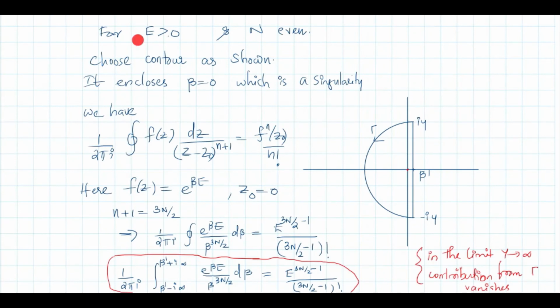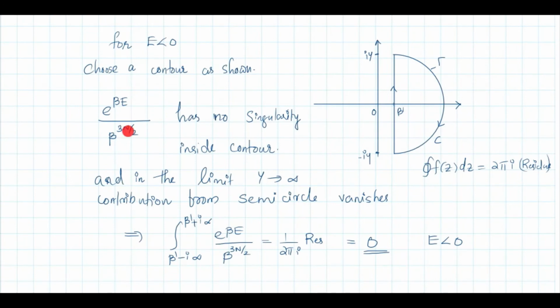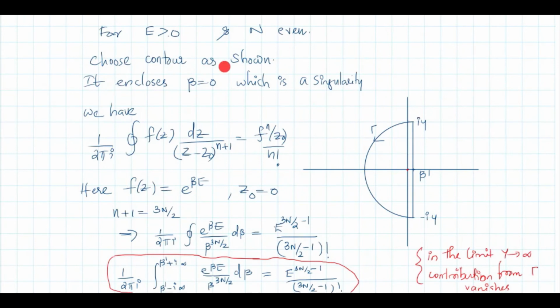Now for energy greater than 0, again we will split into two cases. One is for even n. For even n, in the integrand there is beta raised to 3n by 2. For even n, we will consider first. Choose a contour as shown. Here we close it on the left side because we are considering E greater than 0. On the left side, beta will be negative, so beta E will be negative, and so this will converge.